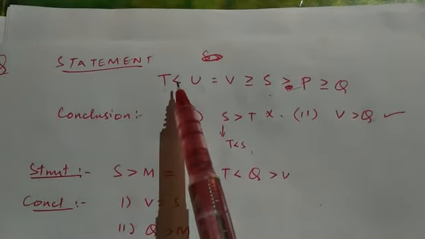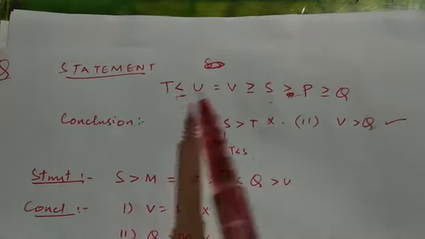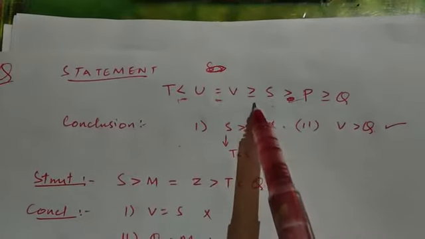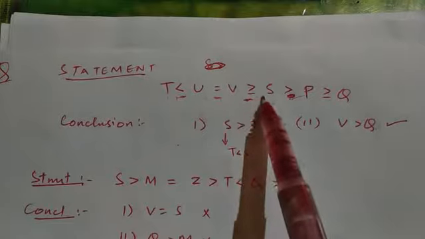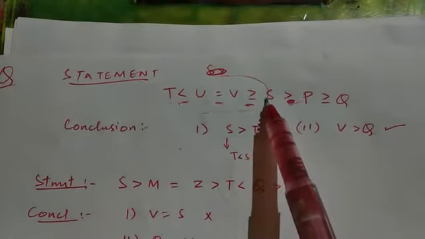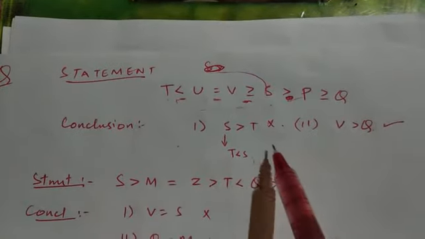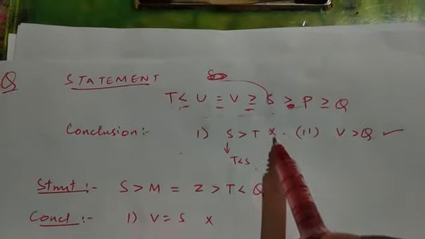So for this, less than is from the second family and is equal to is from the first family. This is also from the first family. It means that to go from T to S, I have to move through two families, the first family and the second family. So I will cross it.